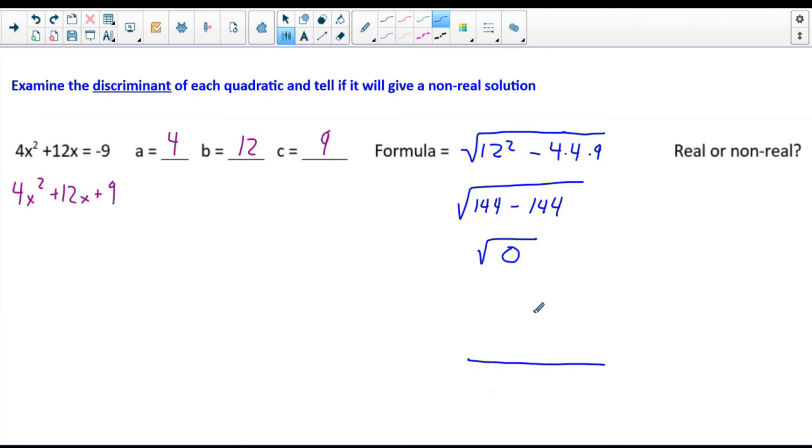It would look something like this. You have a vertex right here. Instead of having 2 intercepts, you just have 1. But either way, this is too much information, because the only point here is that this is real. This is not a negative number. 0 is not negative. If it's negative, it's going to give us non-real roots. But since it's not, this is going to be real roots.